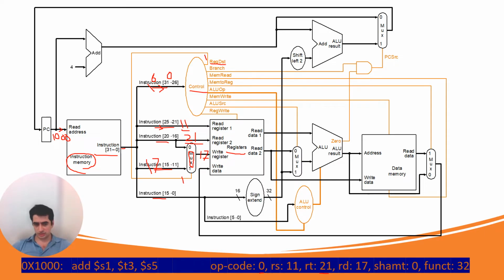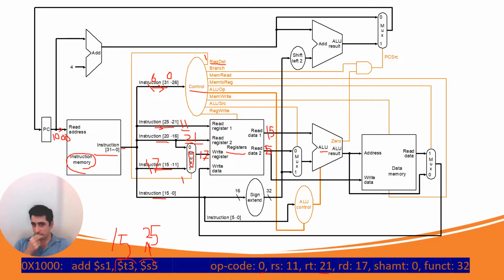I'm going to assume that T3's value is equal to 15, and S5's value is equal to 25, let's say. Okay, so this will give me 15, and the second read data is going to give me 25. So these are the values that come out of the output ports, read data 1 and read data 2, of my register file. Now, these two are going to be given to my ALU, where I can add the two values.